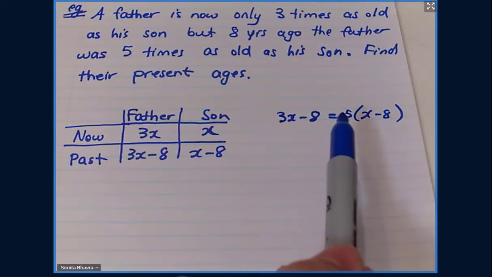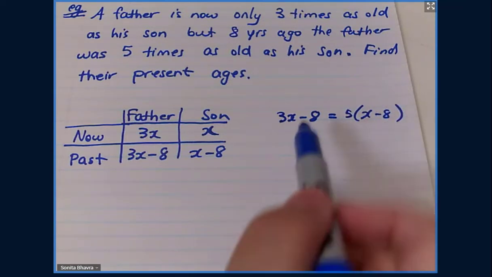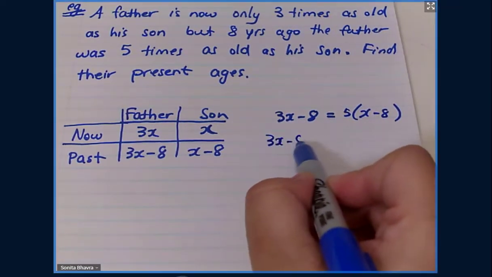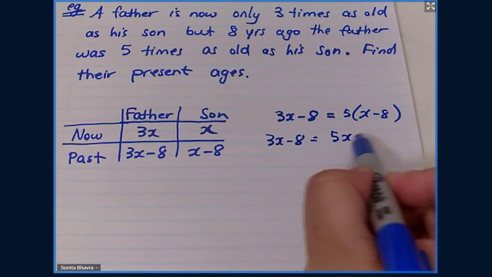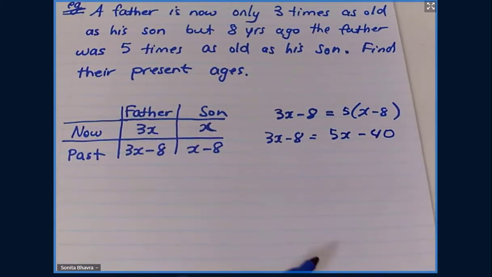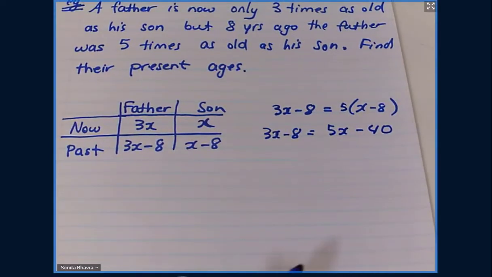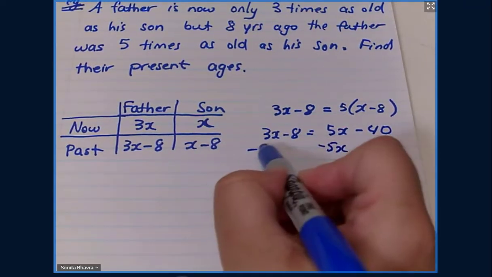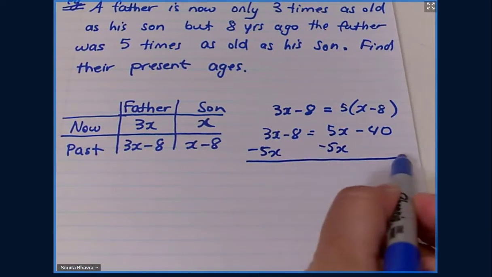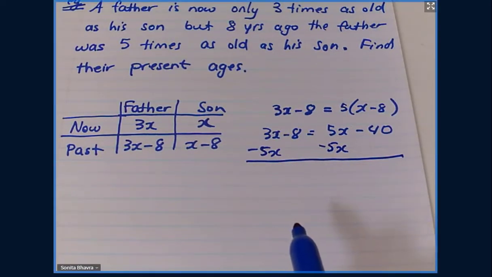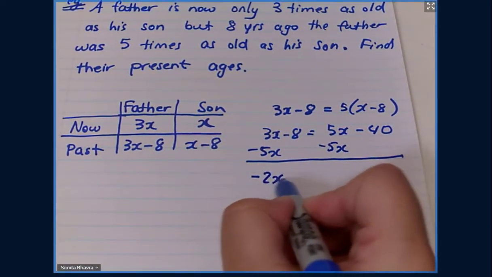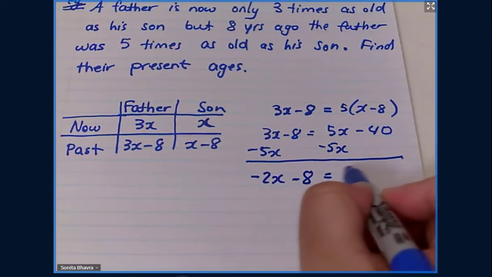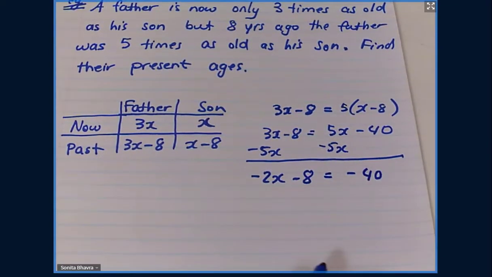So we'll start by multiplying out the bracket here. So 3x minus 8 equals 5x minus 40. And now we can start rearranging and solving for x. So I'm just going to bring x to the left-hand side. So I'll subtract 5x from both sides. And that gives me negative 2x minus 8 equals negative 40.